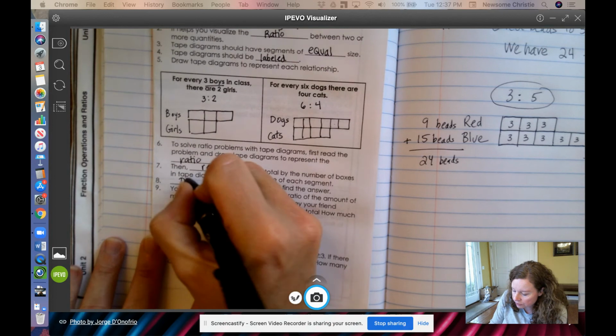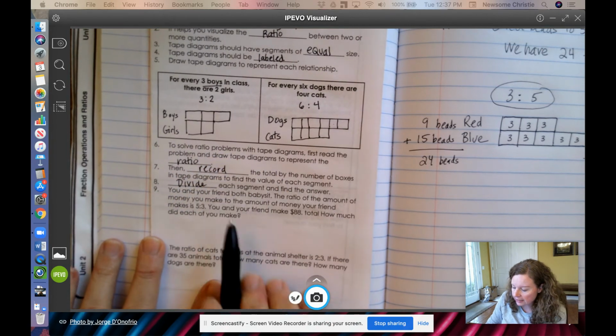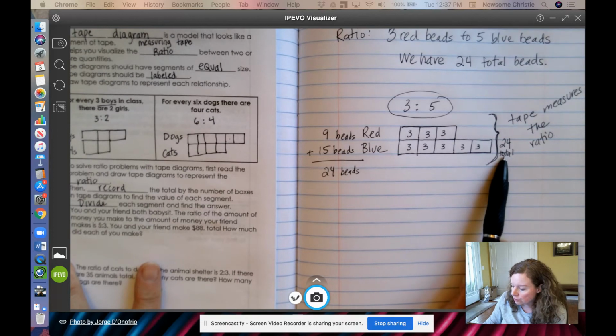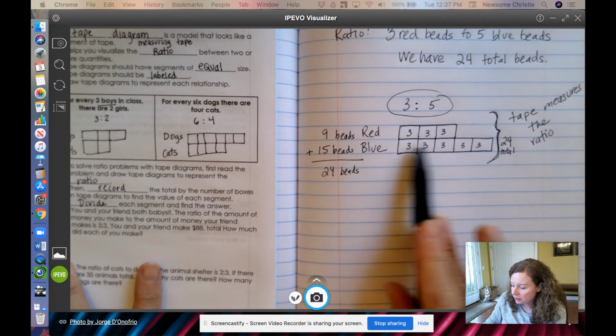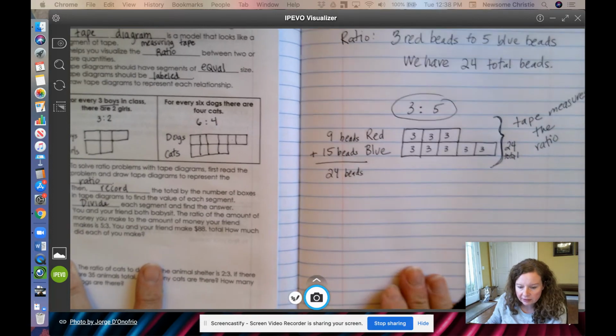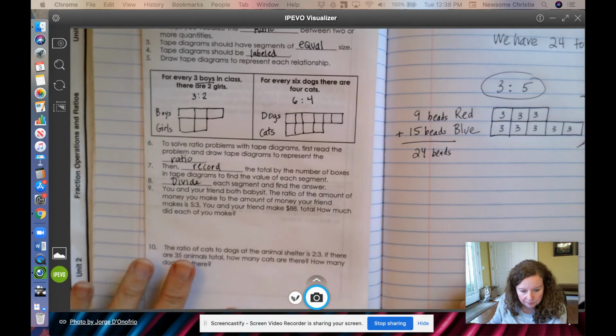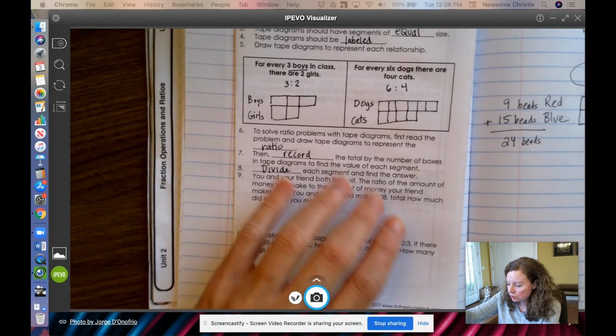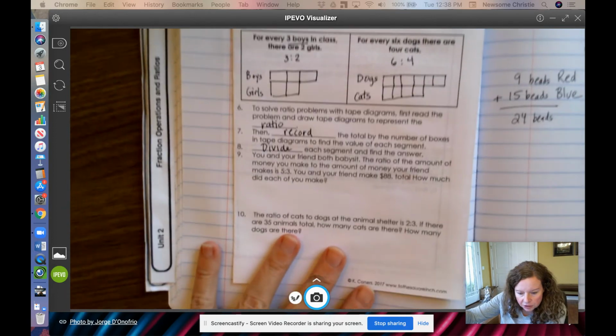And then we use division, divide each segment to find the answer. So over here, we had a total of 24. We divided it by 8 because there were 8 boxes, and we found out that 3 goes into each box. Okay? So let's try that again. We're going to try these 2 together, and then I'm going to give you some to try on your own.